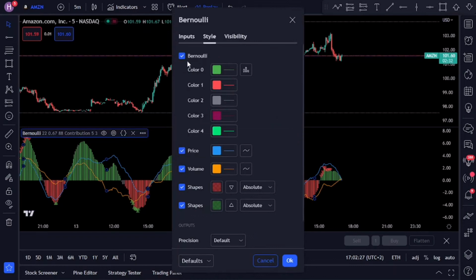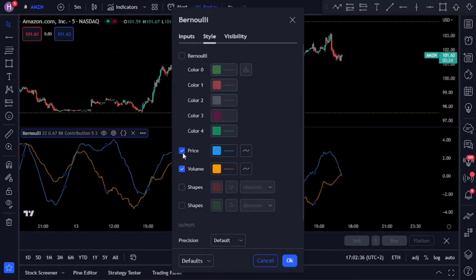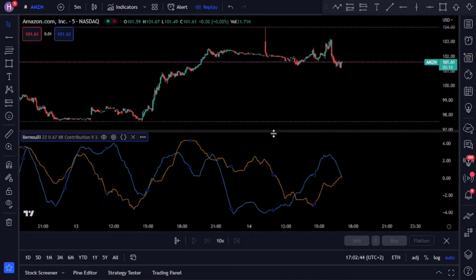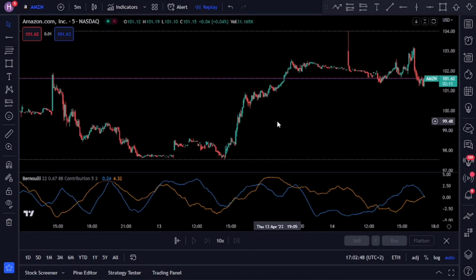Under the Style tab for the Bernoulli Process Indicator, we are going to make the following changes. Unselect all of the different options except for price and volume. What you'll notice is that it cleans up our charts, and now we can use the indicator as a clear buy and sell signal. The way that we'll be using the Bernoulli process indicator is as follows.